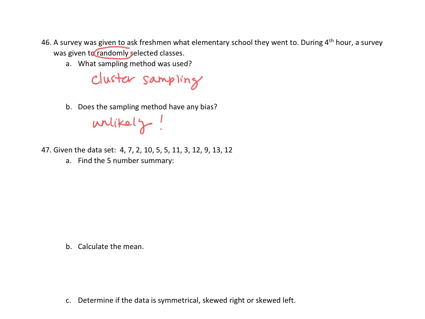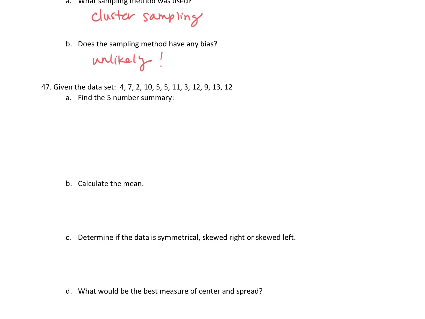Okay, number 47. Given this data set, find the 5-number summary. What you guys are going to do is take these numbers, type them into your calculator, enter them all in list 1, calculate your 1 variable stats on it, and then just run through. So the 5-number summary starts out with the minimum value, which is 2. It would be worth your time, if you're watching this video because you forgot how to do it, to pause and make sure you know how to do this on a calculator.